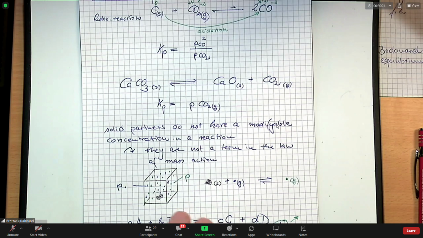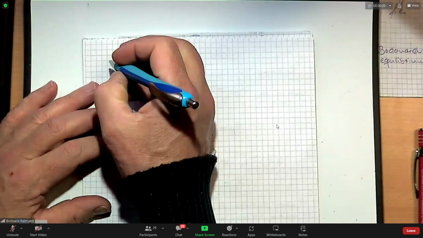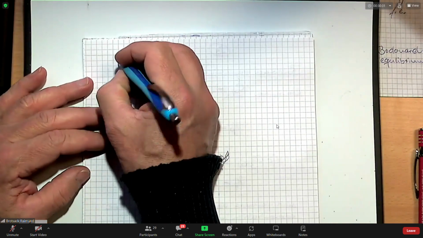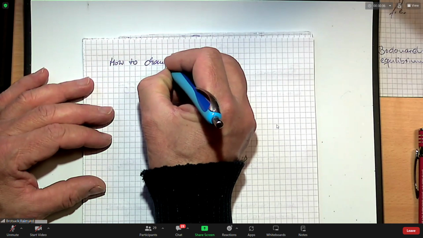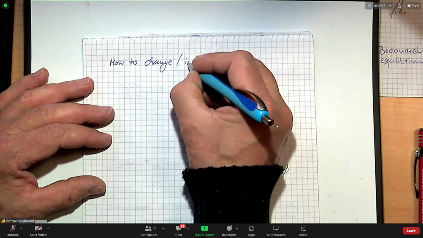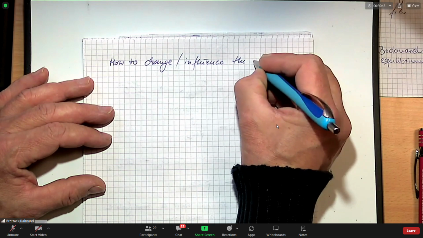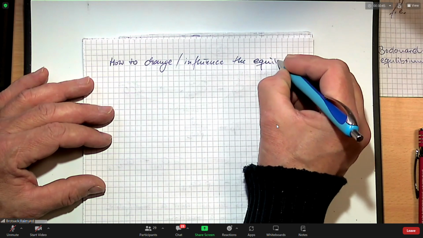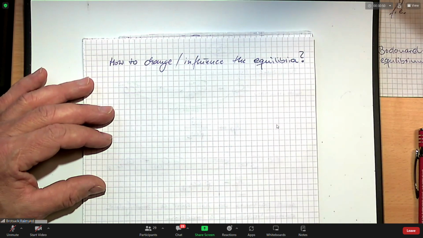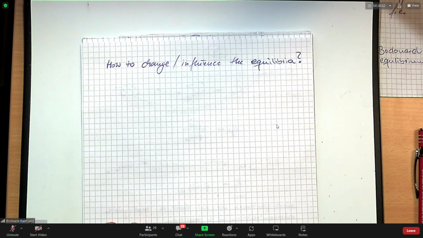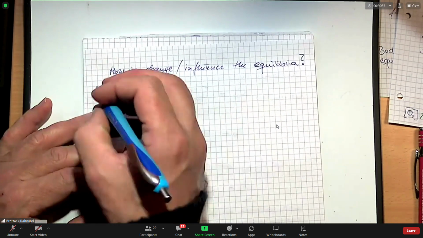So let's note how to change or to influence the equilibrium. Well, one is changing temperature or energy supply.